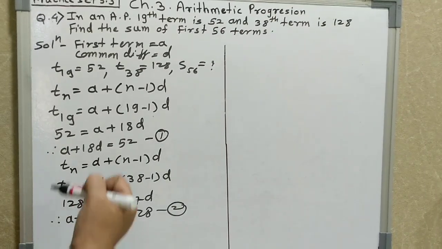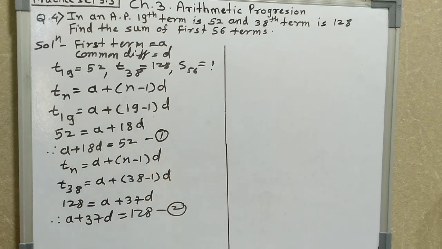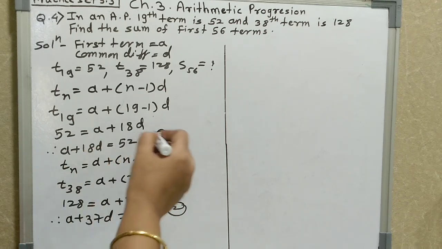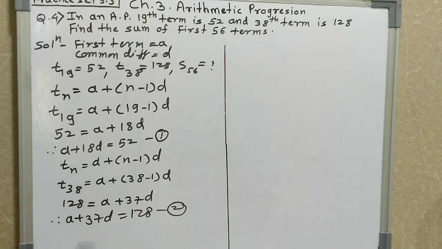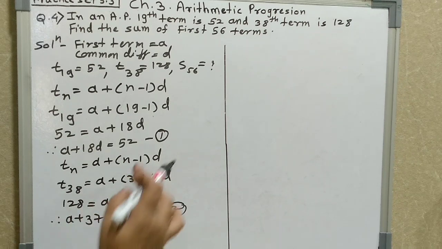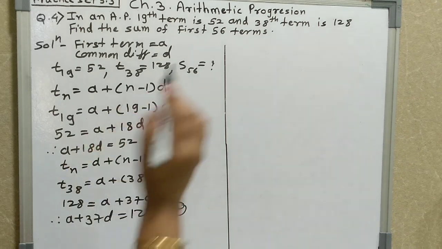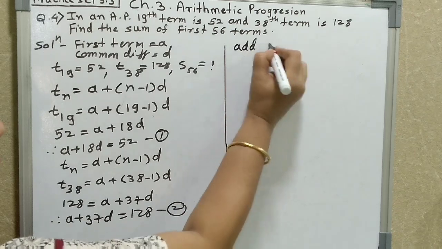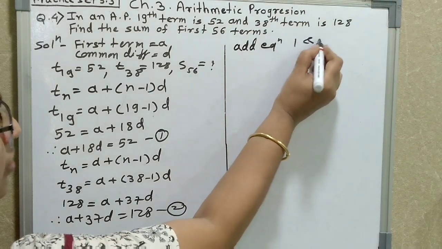So we subtract equations 1 and 2? Instead of that, we add these two equations. Otherwise we would have to find A and D and then put the values in the formula of Sn, which is a lengthy process. So this is one special type of example. First we add equations 1 and 2.